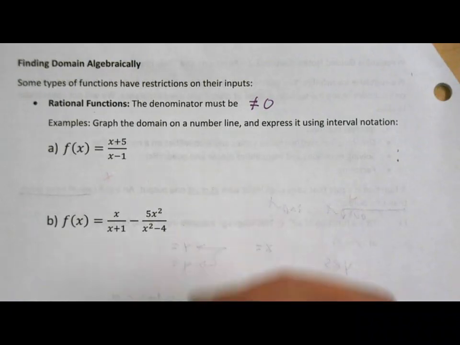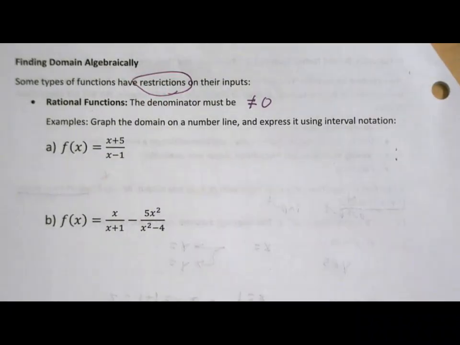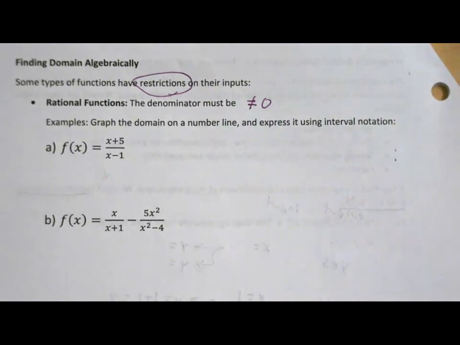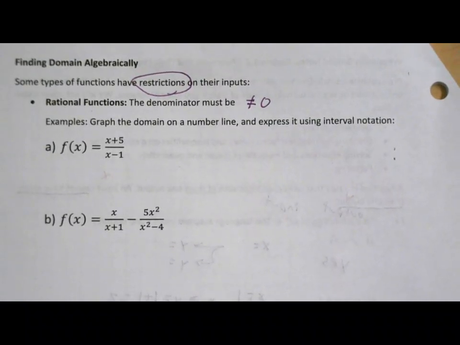This is our restriction for any fractions in a function. The denominator must be not equal to 0. That's kind of awkward to say in English, but it's easier to deal with mathematically, okay? All right, so let's work through a couple problems here.